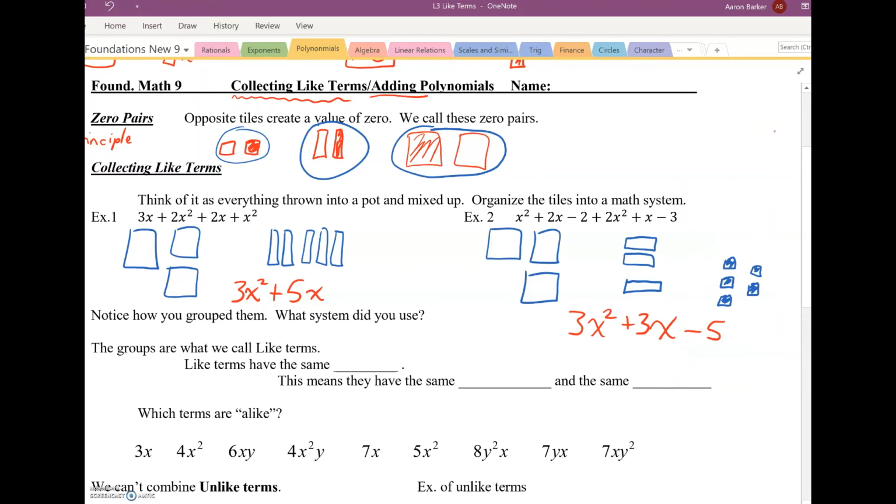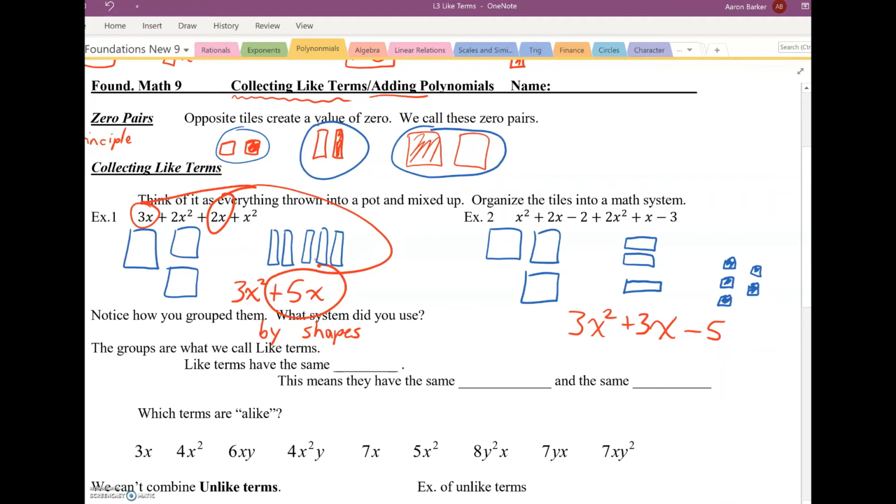Okay, so how did you group them? What system did you use? You group them by shape. Okay, you group them by shapes. So the system you use is you put all your x squareds together, you put all your x's together, and you put all your 1 tiles together. And that's exactly what you did. You just told me how many there were, and you could actually use your coefficients. Did you realize that? So for example, over here we have 3 x's, and then we have 2 x's. So how many altogether? There's 5.